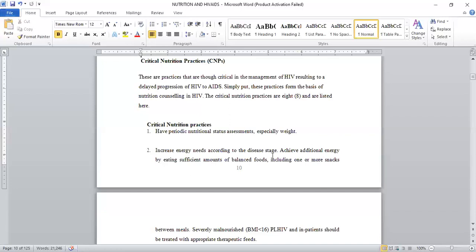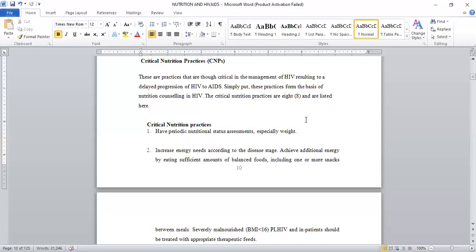The first thing: have a periodic nutrition status assessment. So this is something that you need to talk to your client about, making sure that every time they come, before they get to your office, they must have their weight, height and BMI checked. They can even track their body, how their body is doing. For example, last time I came, I was 50 kgs. Today I'm 51. So they feel good that they are improving.